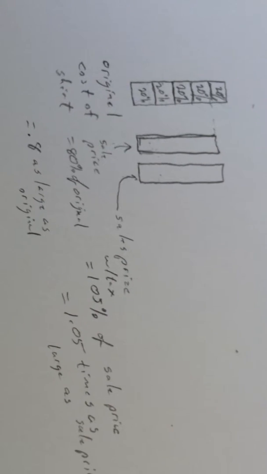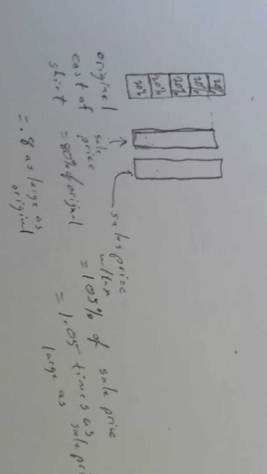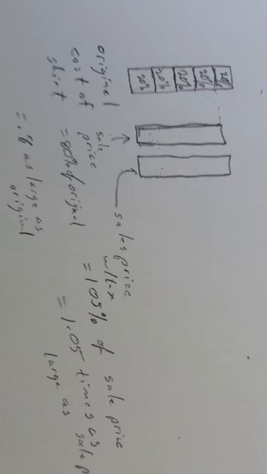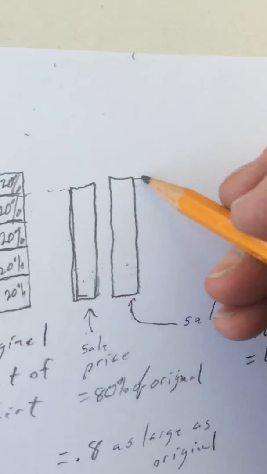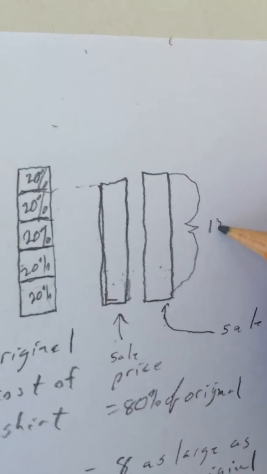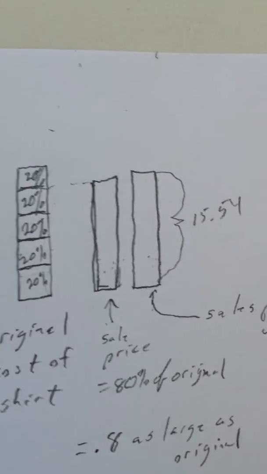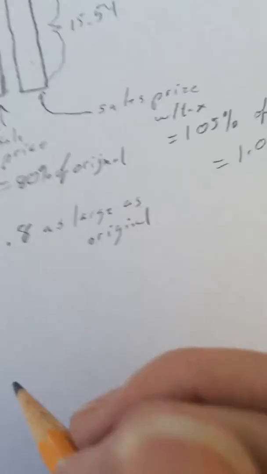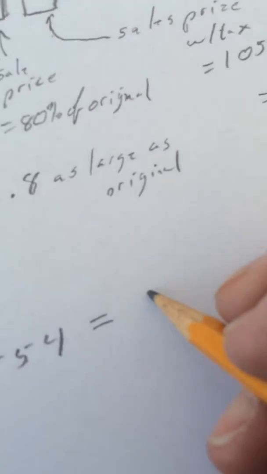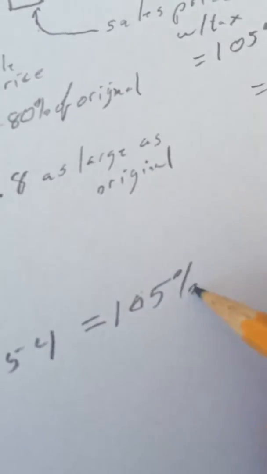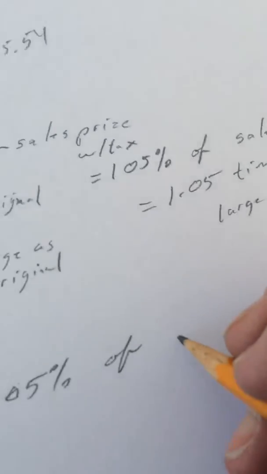All right, well now we can go ahead and put in some numbers here, because I happen to know that the sale price with tax is $15.54. So in other words, this part right here is the $15.54. Okay? So now I'm going to come down here. So $15.54 is equal to 105% of the sale price.